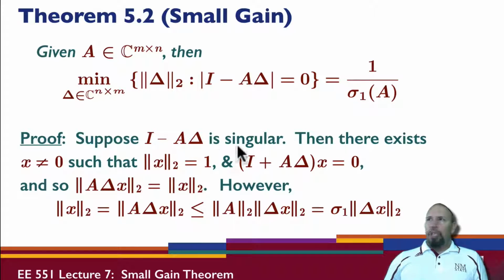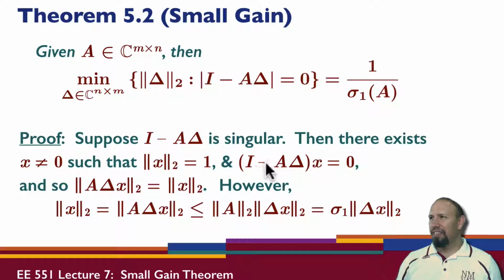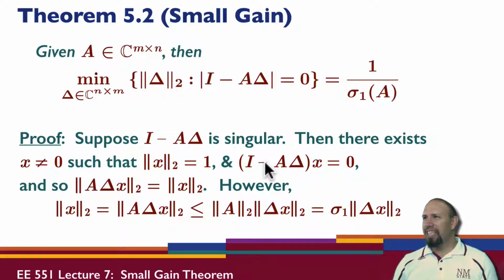Moving on to Theorem 5.2, again, this is the multiplicative uncertainty. Suppose this is singular. Then there's a non-zero x with norm 1 such that this quantity is also equal to 0. Fix that, so now we have a minus sign there. So this is equal to 0. Again, we can show then that x is equal to A delta x, and so we have these two norms equal to each other. However, the 2 norm of x is equal to the 2 norm of A delta x. But this quantity, using the submultiplicative property, is less than or equal to this product.